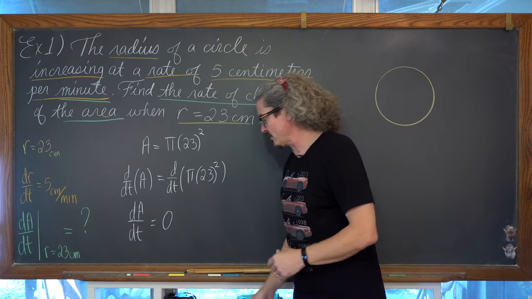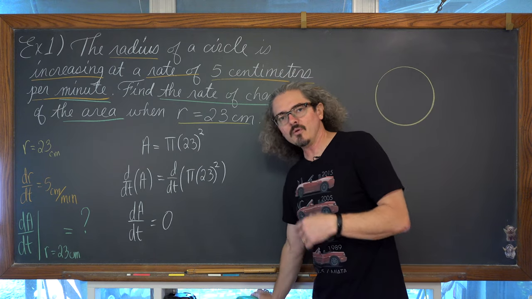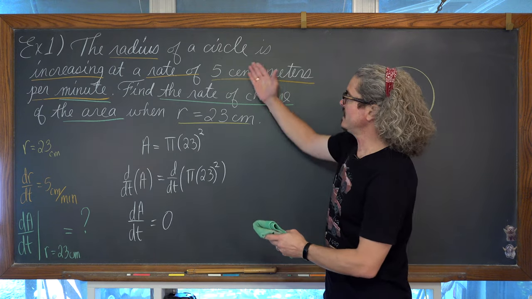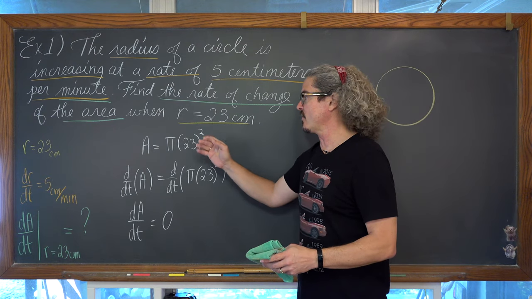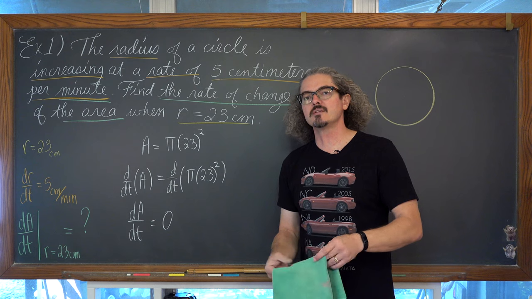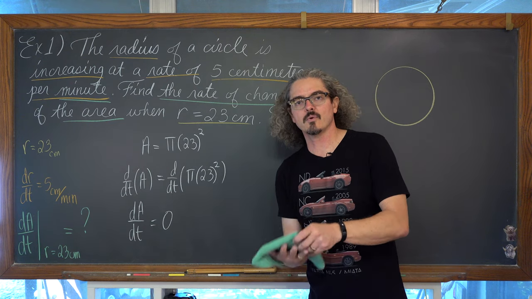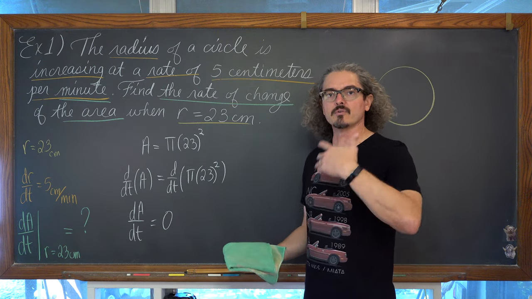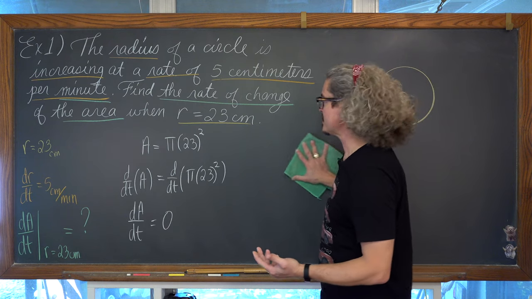So when you do related rate problems, you will at times be given numbers in the story that you plug into the formula right off the bat, but they have to be values that don't change throughout the entire story, or they don't change as time passes by.